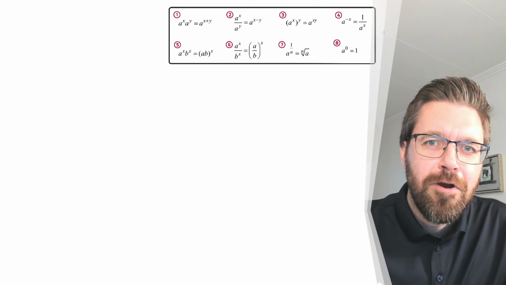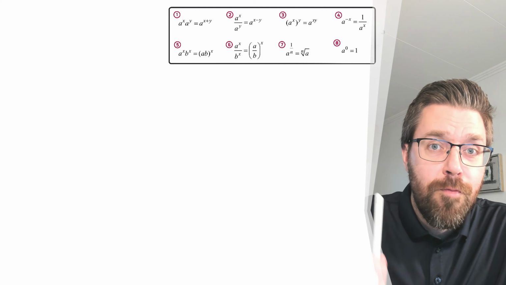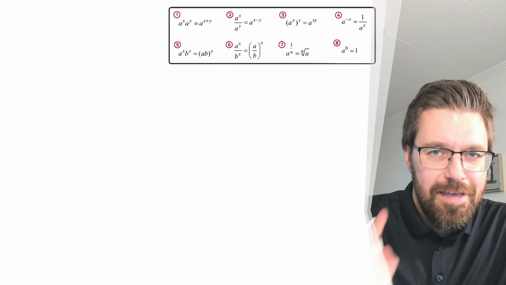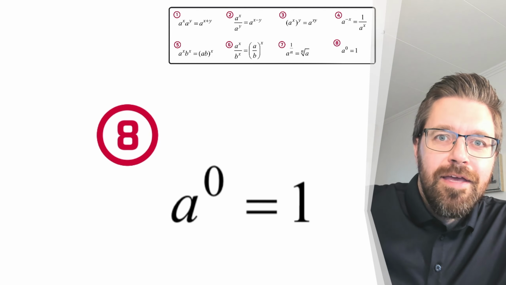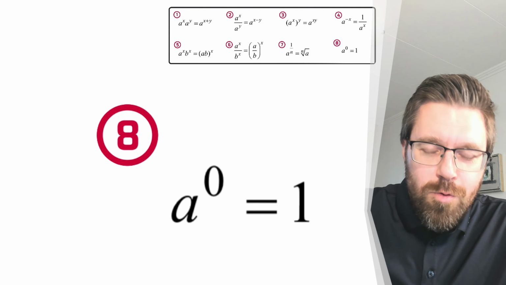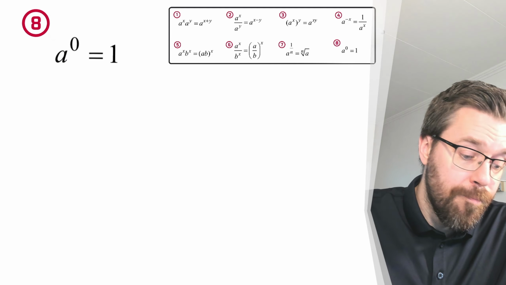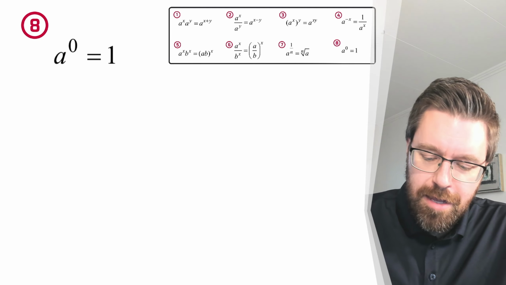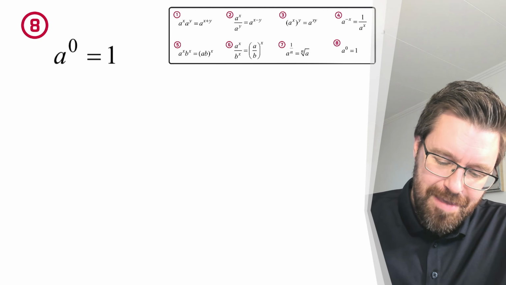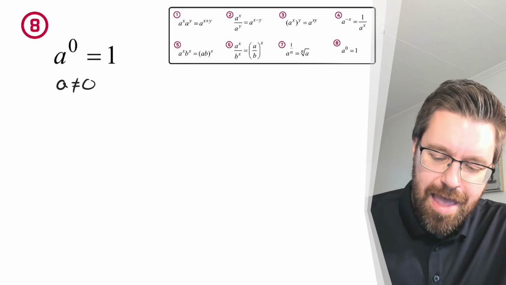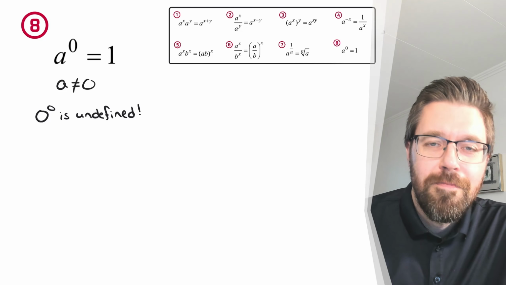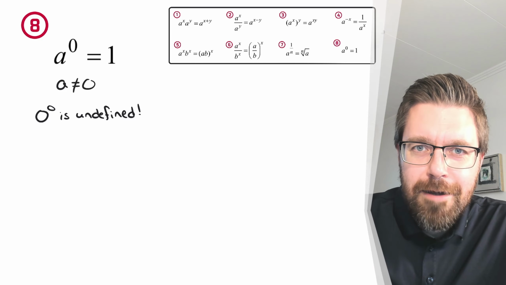Now it's time for rule number 8. And we go back to rule number 7 later. Rule number 8: any number raised by 0 equals 1. But in most of mathematics, we are told that a can't be equal to 0. And it is that 0 raised by 0 is undefined.